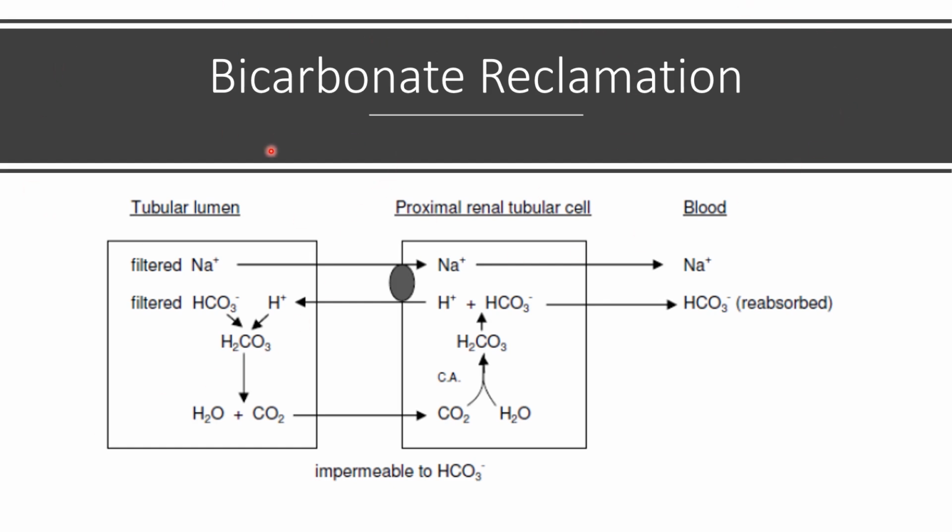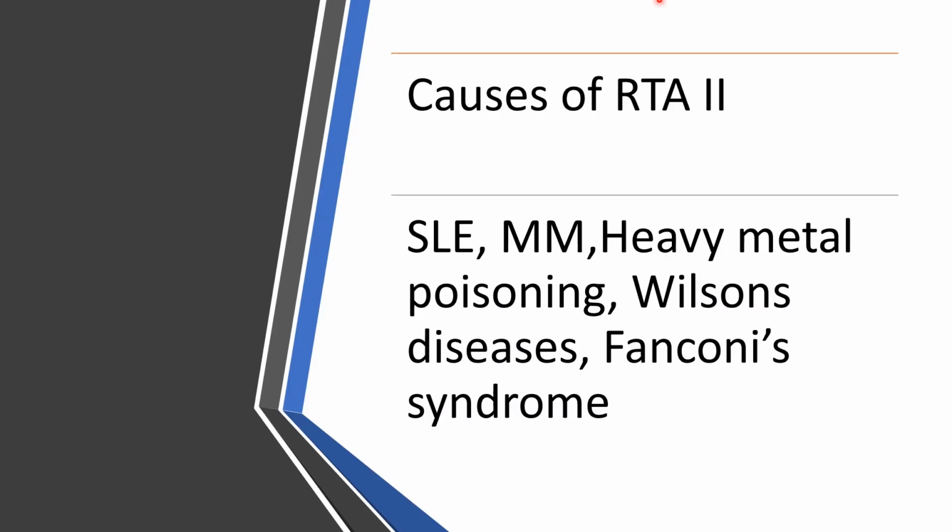So the relationship between them is that anything that will affect the proximal tubule, thereby causing a type 2 renal tubular acidosis, will cause an impairment in bicarbonate reclamation. That is basically the relationship between bicarbonate reclamation and type 2 renal tubular acidosis. Some of the causes of type 2 renal tubular acidosis are SLE, multiple myeloma, heavy metal poisoning, Fanconi syndrome, etc.